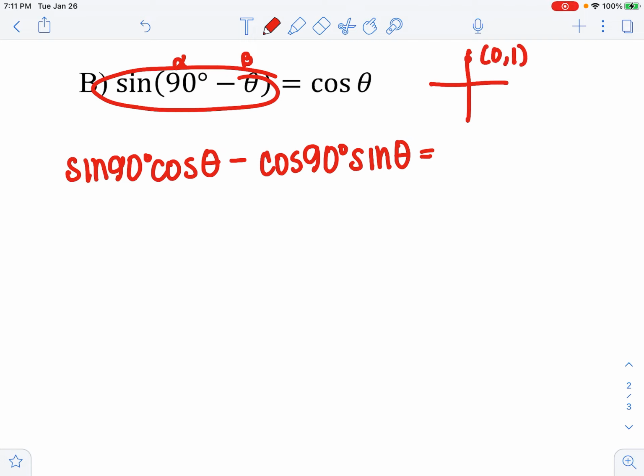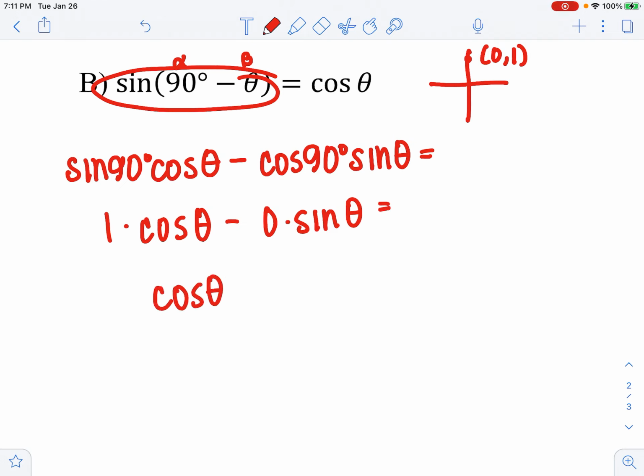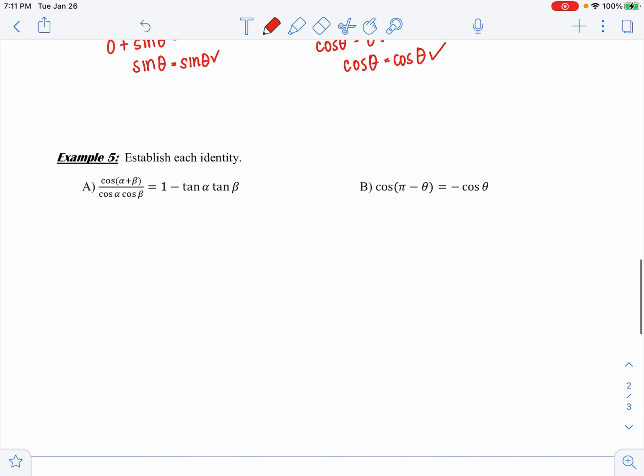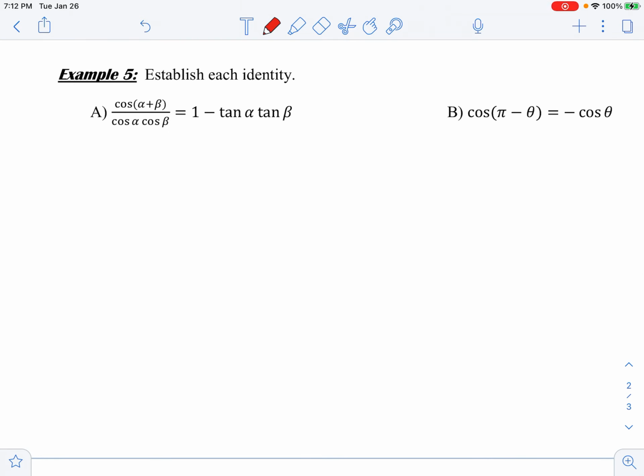All right, same idea, clean this up. We need this ordered pair because it's 90 degrees again, 0, 1. Sine of 90 is 1 times cosine of theta minus cosine of 90 is 0 times sine of theta. So we have cosine of theta minus 0, which is cosine of theta. So we just proved that it's true. What we knew all along is true, and now we can prove it because we know our sum and difference formulas.